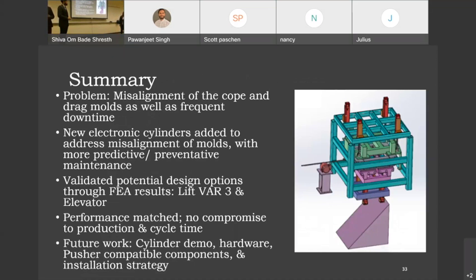Summary: as stated earlier, our problem was the misalignment of the cope and drag molds. The problem was solved by implementing electric cylinders, and our results were validated with the software. Our design choice was version 3, and the only option that matched performance for design. There was no compromise to production and cycle time. And for future work, to work on a cylinder demo, ensure compatible components and installation strategy.